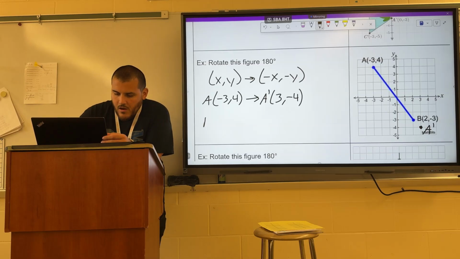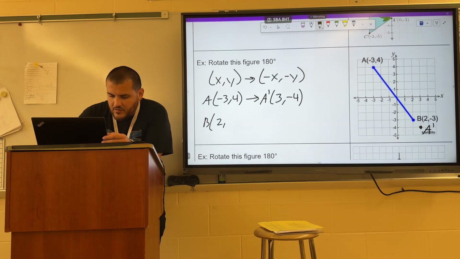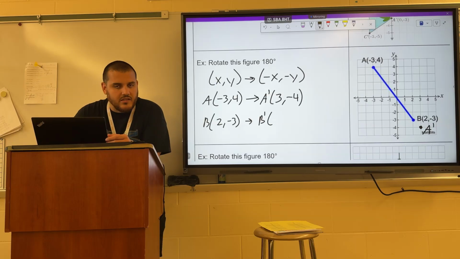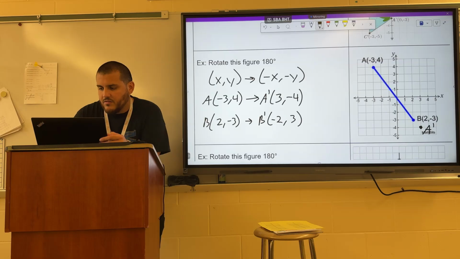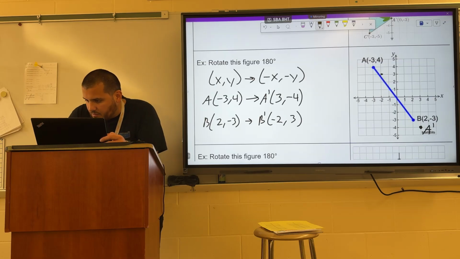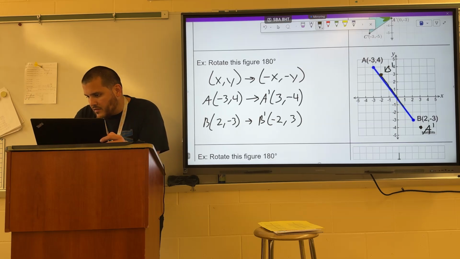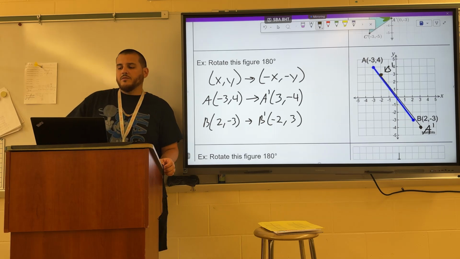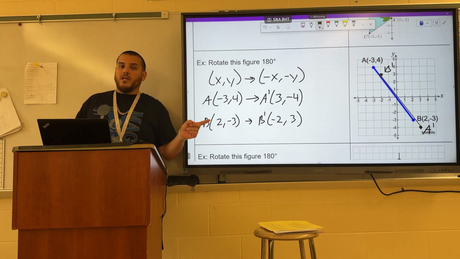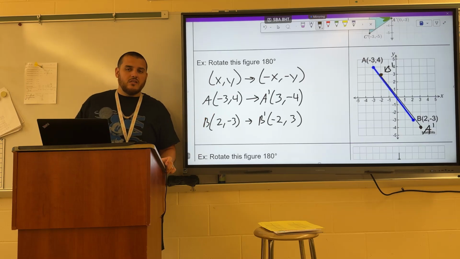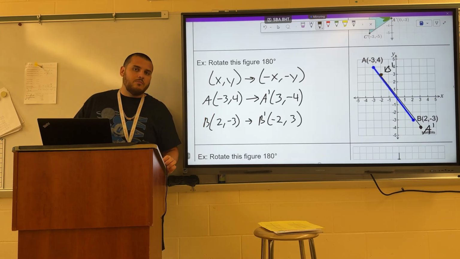For B, our pre-image was located at +2, -3. If I rotate that 180 degrees, I just change the signs of my coordinates. So the +2 becomes a -2, the -3 becomes a +3. That gives us -2, +3 right there. There is B prime. And I can connect those like so. That is a 180 degree rotation. Oftentimes these 180 degree rotations can look funky like this one on the graph. It looks like they're almost overlapping each other. That's quite common with 180 degree rotation.